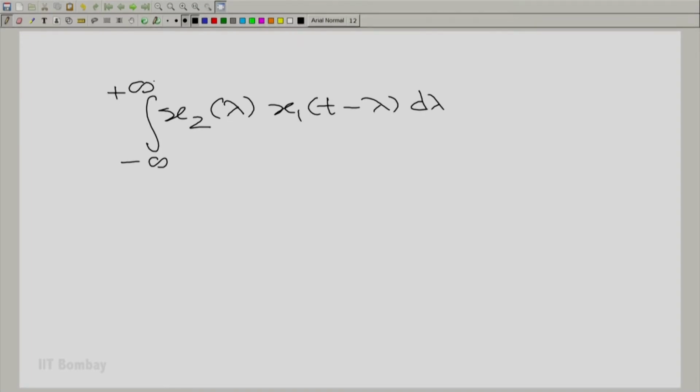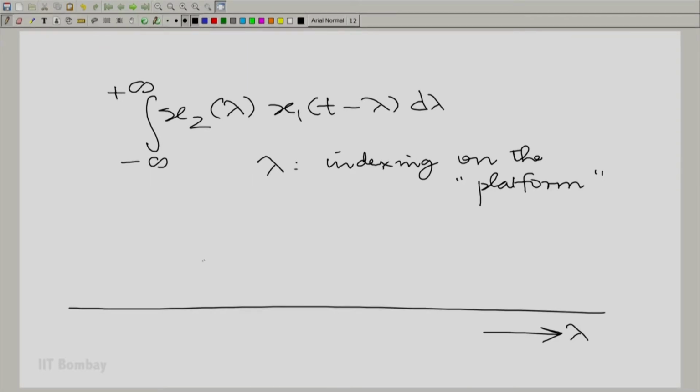There we are. We have this x2 here fixed. So, we are going to write the convolution integral as integral of x2(lambda) x1(t minus lambda) d lambda for every individual t. So, lambda is the indexing on the platform, and with respect to lambda I have already drawn x2. We have agreed to make the height 1. Now, let us draw x1(t minus lambda).